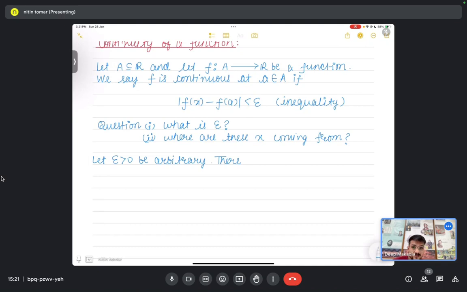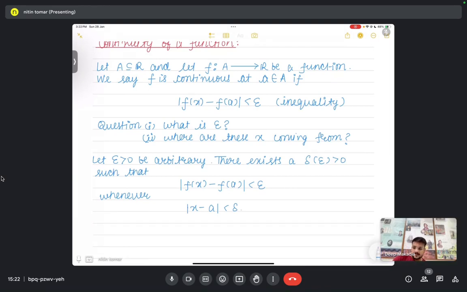So he's saying you start with any arbitrary epsilon, then corresponding to this epsilon, there exists some delta, which is a function of epsilon, greater than 0, such that |f(x)| minus |f(a)| is less than epsilon whenever |x - a| is less than delta. Correct? Yes. Now what does it signify? This is some mathematical expression, right? Now, intuitively, what does it say?